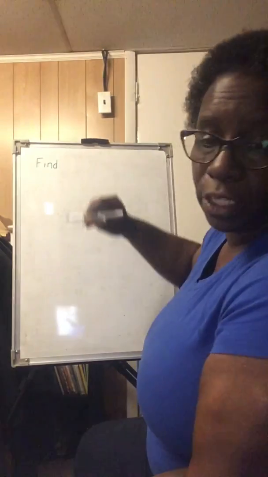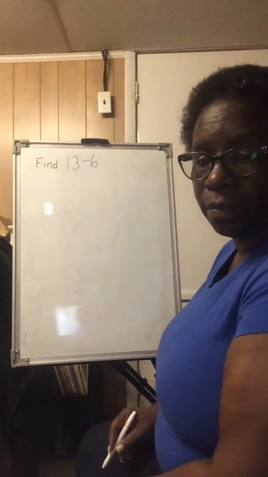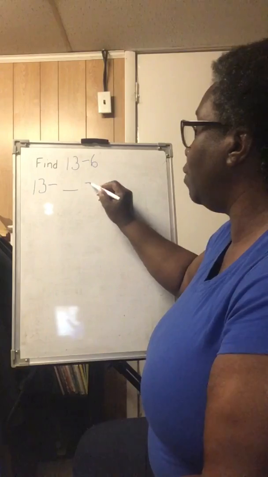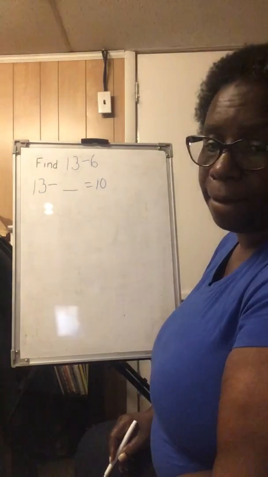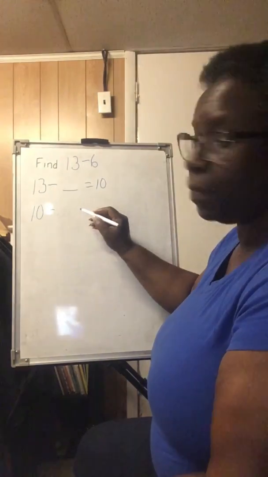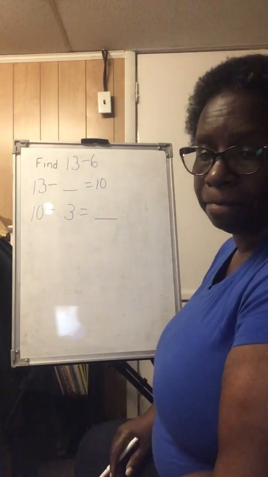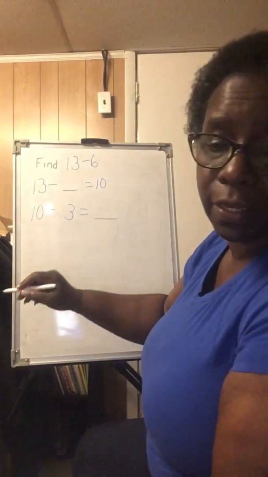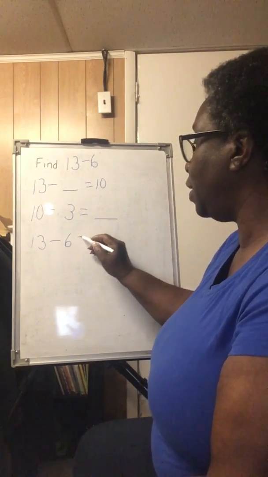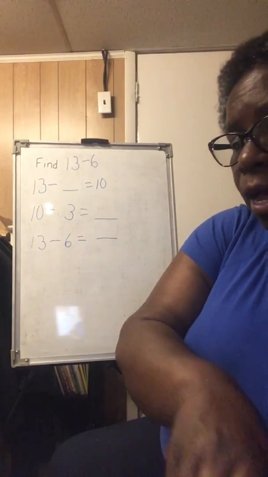So our next one is 13 minus 6. So 13 minus what would give us 10? Then we're going to take our 10, 10 minus 3 would give us what? And they give us 13 minus 6 equals what? Okay? So what we're going to do, we're going to draw our number train again.